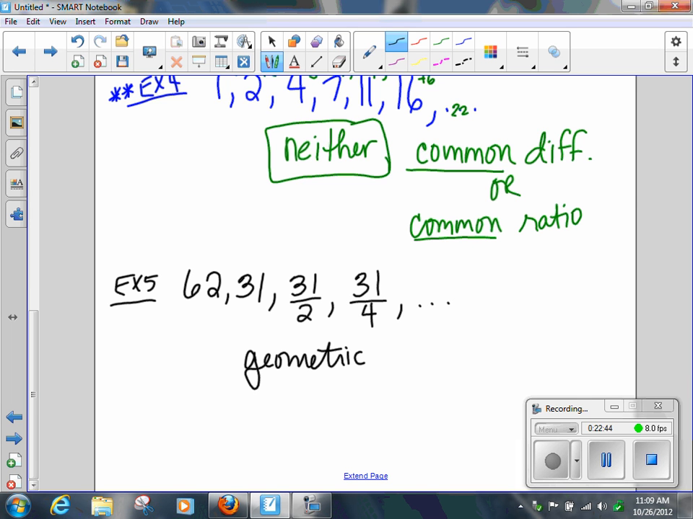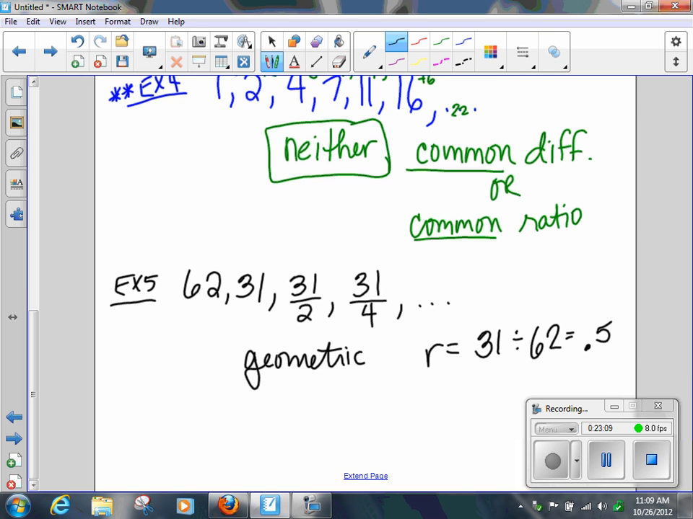And let's say my brain's just not clicking. I know I'm dividing by 2. I know I'm dividing by 2. But how did I tell you to find the ratio? Take the second term and divide it by the first term. Can you put that in your calculators? Because I know that's what you're going to do. 31 divided by 62 is going to give you 0.5.